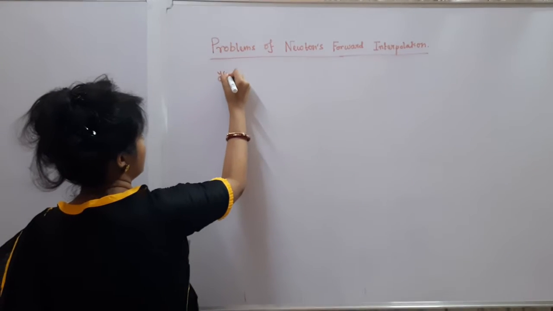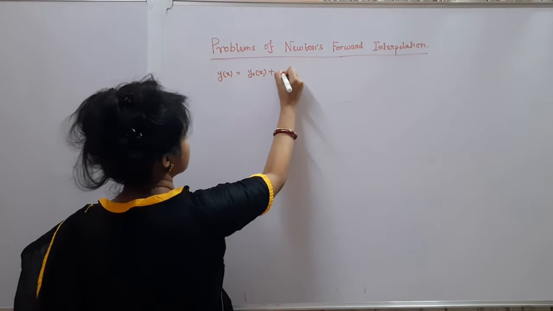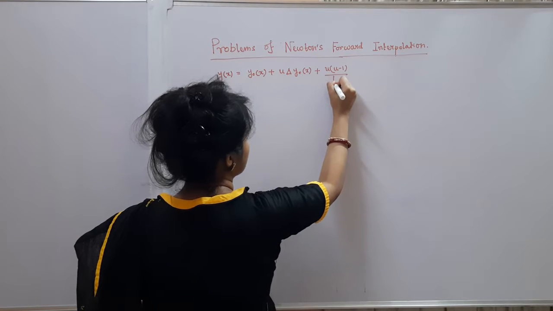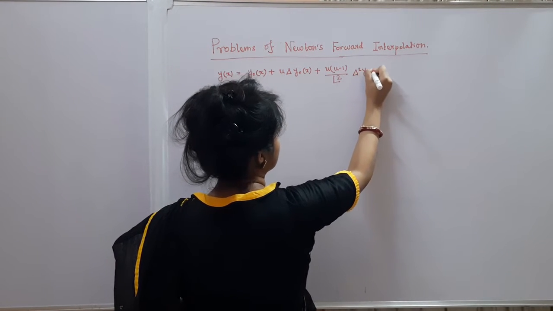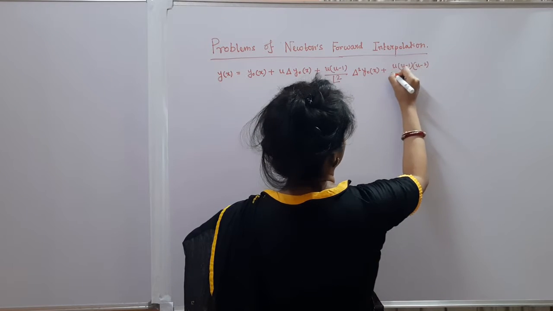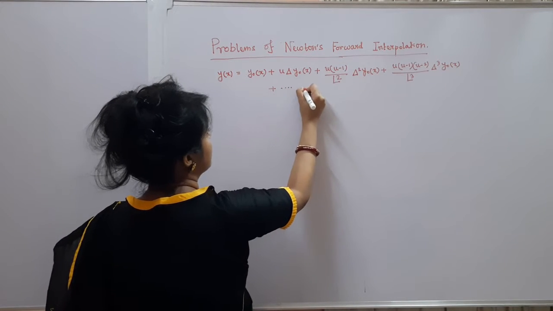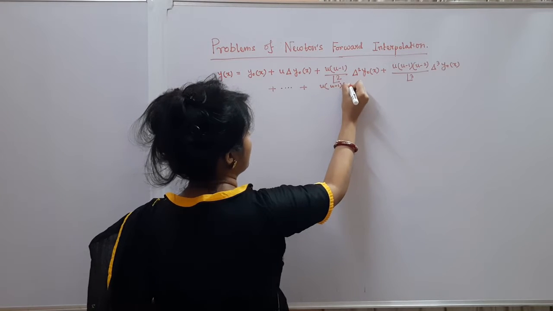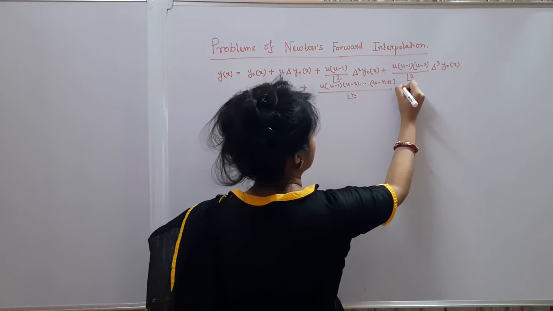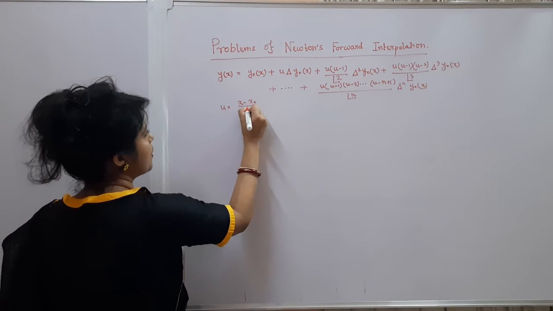By Newton's interpolation formula, the function yx is like this: y0x plus u into delta y0x plus u into u minus 1 by factorial 2 delta square y0x plus u into u minus 1 into u minus 2 by factorial 3 delta cube y0x, up to u into u minus 1 into u minus 2 ... u minus n plus 1 by factorial n delta n y0x, where u is equal to x minus x0 by h.